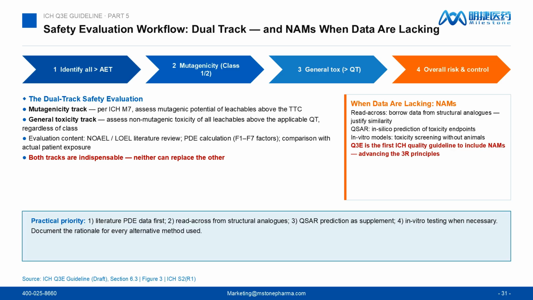The regulatory signal is unmistakable. Agencies would rather see a well-reasoned read across than a new animal study. This is the 3R principle: replace, reduce, refine, arriving in pharmaceutical quality. My advice, build this capability now, because NAMs fluency will soon separate fast submissions from slow ones.